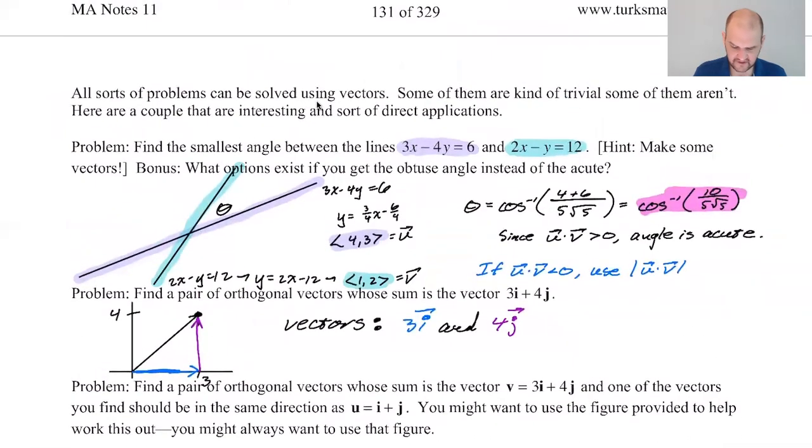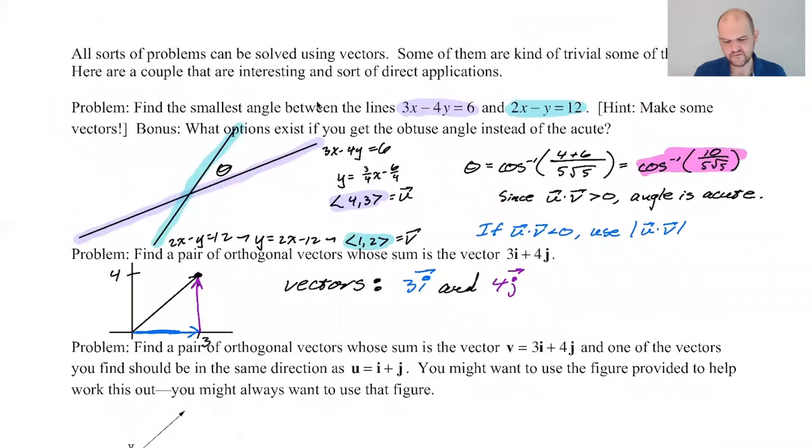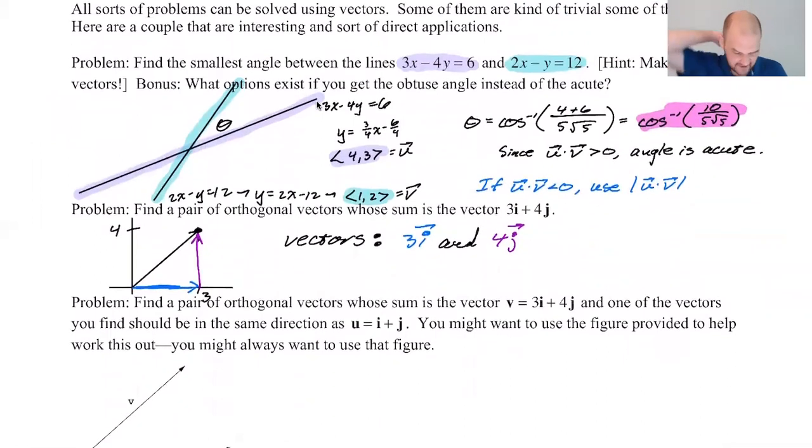So I'm going to cut this video here, come back in the next one where we'll do the more complicated thing where we need 3i plus 4j, but one of them needs to be parallel or in the same direction as i plus j. So it's slightly different. It's actually a lot different, but we'll go through and we will do it, and I will see you there.